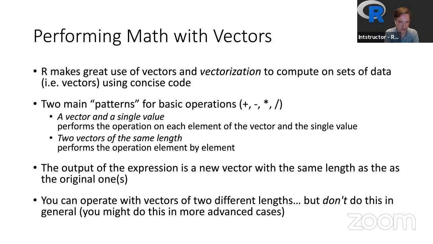Okay. So again, if we're going to be working with vectors, either we're going to operate a vector with a single value, or vectors of the same length. It is possible to operate on two vectors of different lengths. R will let you do it, but don't do it. This is definitely a more advanced kind of operation and will give you unexpected results. So please don't do that. Make sure if you're going to operate two vectors together that they are the same length.